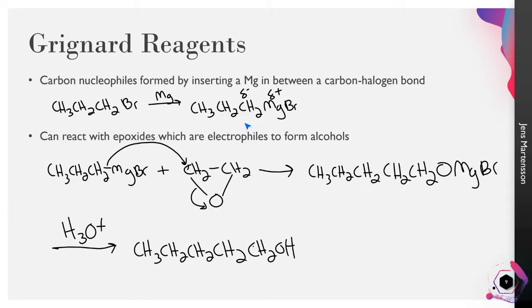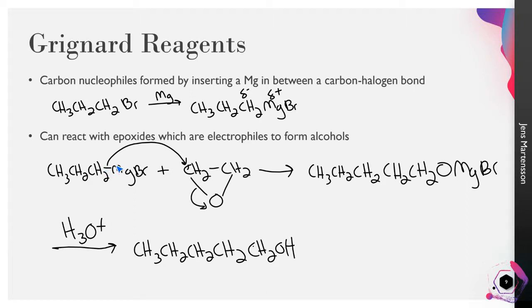Another carbon nucleophile is like cyanide. Because Grignard reagents are nucleophiles, they can react with electrophiles. Epoxides are electrophiles. So here's a reaction of a Grignard reagent with an epoxide.